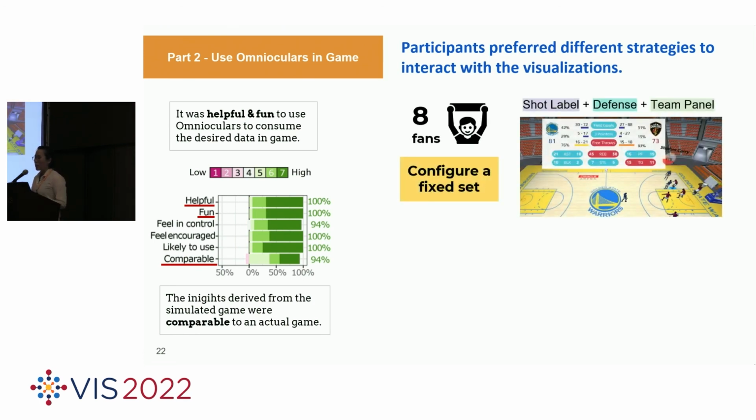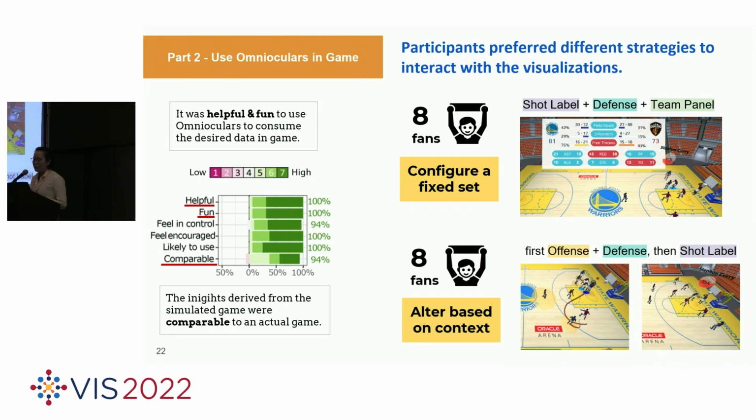Half of the people configure a fixed set. For example, a user chooses 3 different visualizations to help him focus on different game aspects and sticks with them for the entire clip. The other half of users select visualizations based on the game context. A user first uses offense and defense to understand the team drill, and then switches to using shot label to focus on the shot selection.